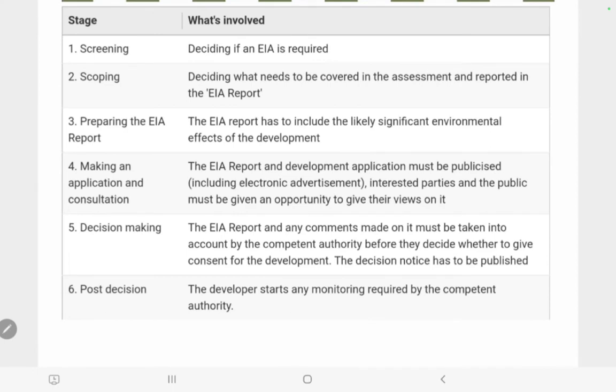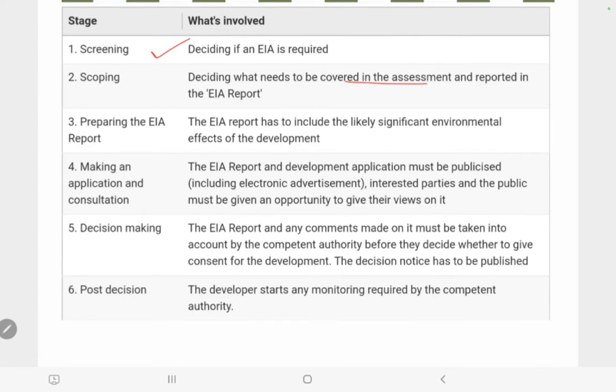First is screening. Screening is like we have to decide whether environmental impact assessment is actually required for this project or not. Because once a process starts, it will take so many months, sometimes years, to reach a particular decision, because you have to consult a lot of stakeholders in that. So a screening has to be done whether this process requires EIA or not. Fine. After screening, we go for scoping, डिसाइडिंग व्हाट नीड्स टू बी कवर्ड इन द असेसमेंट.